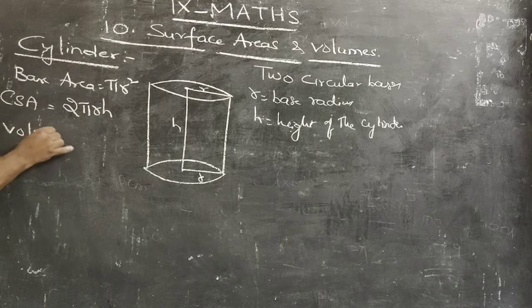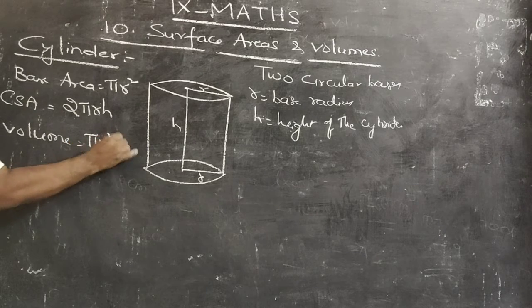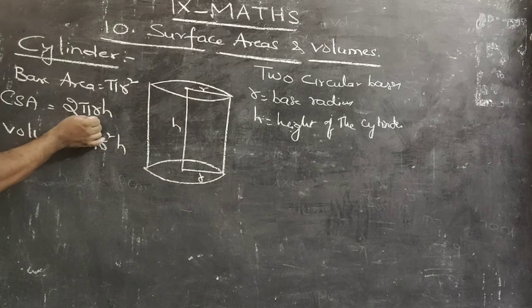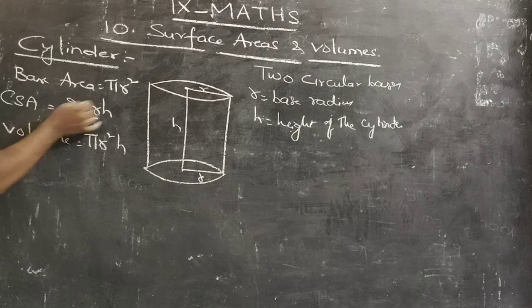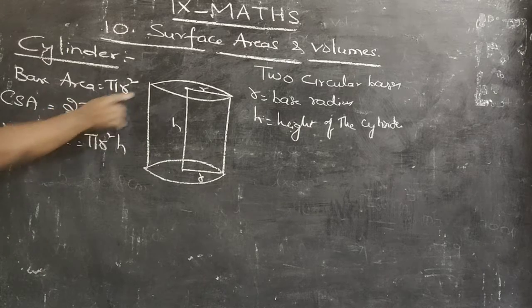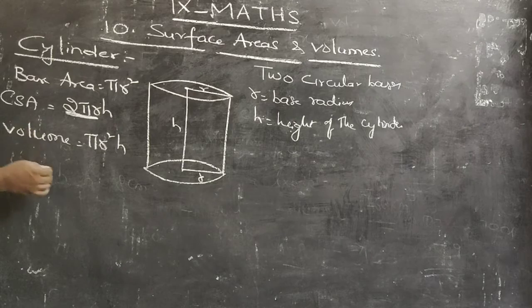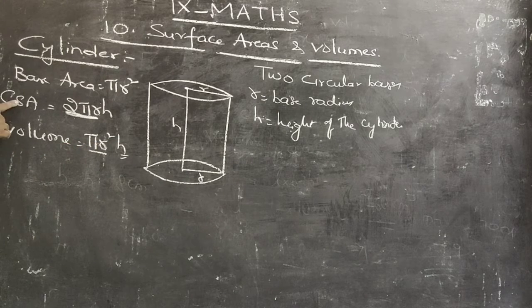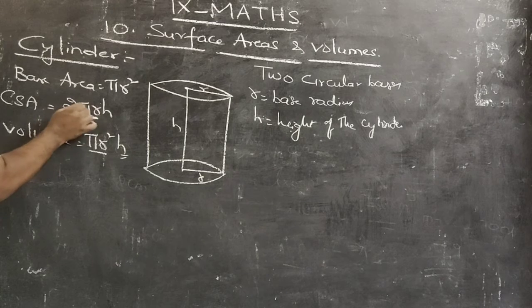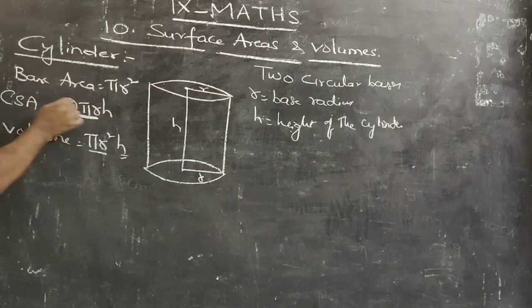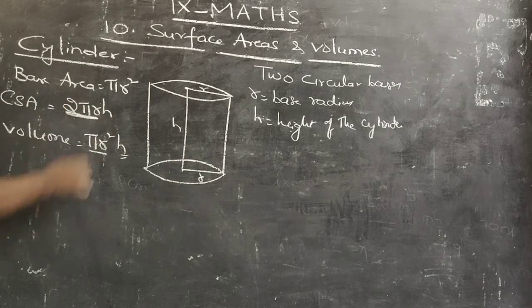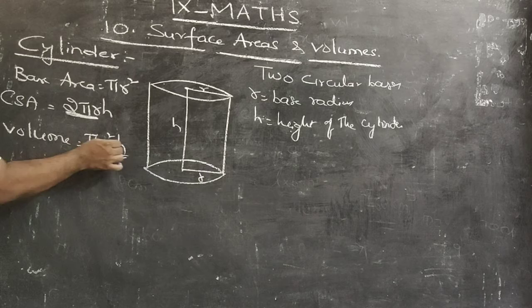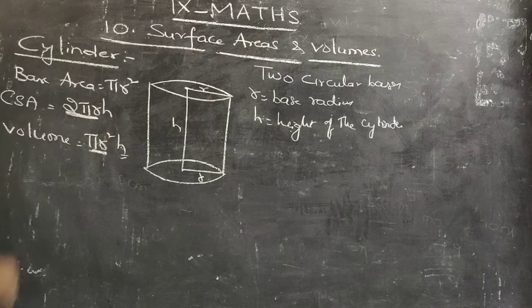Now, volume of a cylinder, pi r square into h. Curved surface area means circumference of the base. Two circular bases are there, pi r plus pi r, 2 pi r. This is circumference of the two bases into height. Volume of the cylinder means pi r square, this is area of the base, into height. Means base area into height, that is called volume. Curved surface area means 2 into circumference of the base into height. So curved surface area is equal to 2 pi r h. Volume of the cylinder is equal to pi r square, base area into height.